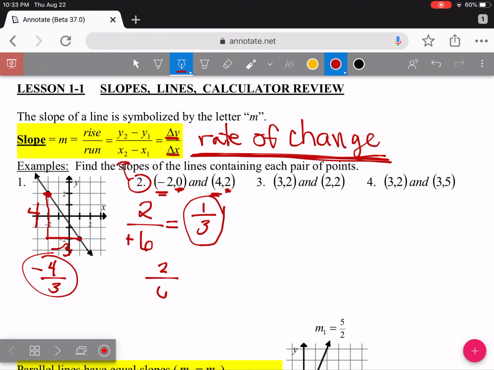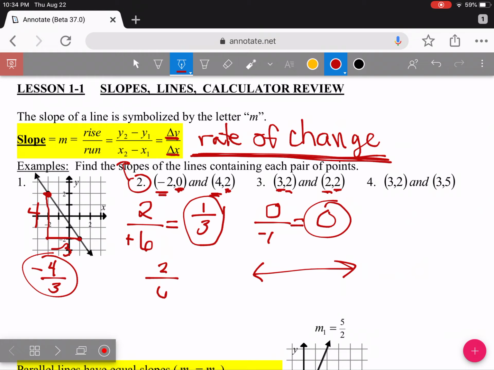Okay, so let's look at this one. How much did my y change? It went from 2 to 2. Well, that changed 0, nothing. And then how much did my x change? Well, it went from 3 to 2. So it went negative 1 in the negative direction. Well, 0 divided by anything is still 0. So a 0 slope, remember, is just a horizontal line. It does have a rate of change. The rate of change is 0. So it's not changing at all.